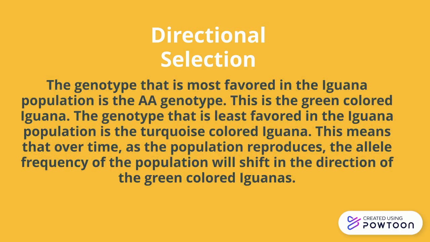We see directional selection in this population. The genotype that is most favored in the population is Big A, or the green-colored iguanas. Over time, as the population reproduces, the allele frequency of the population will shift in the direction of green iguanas.